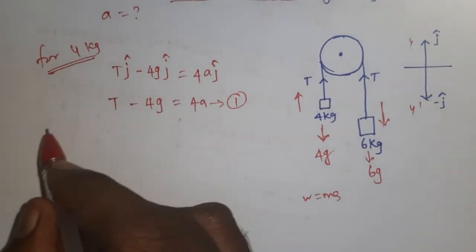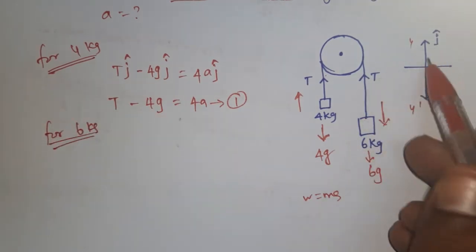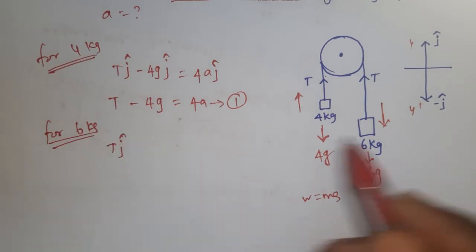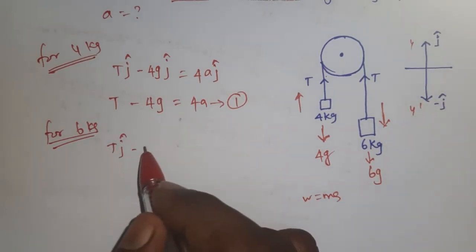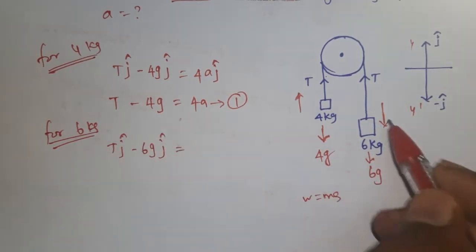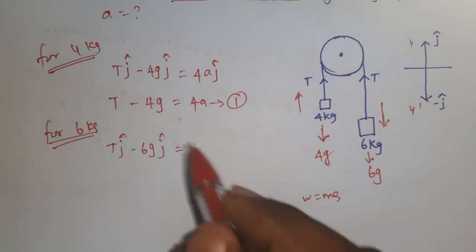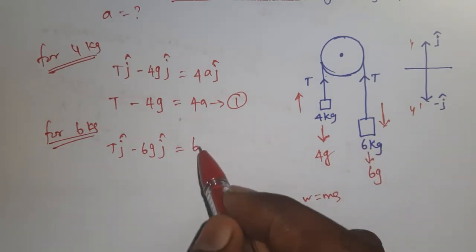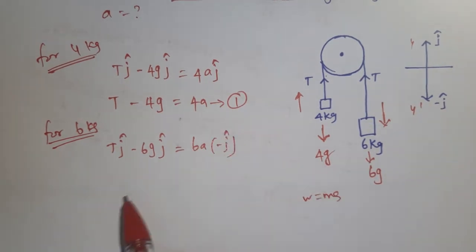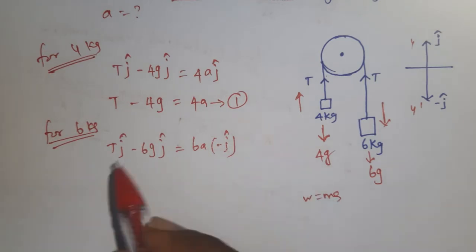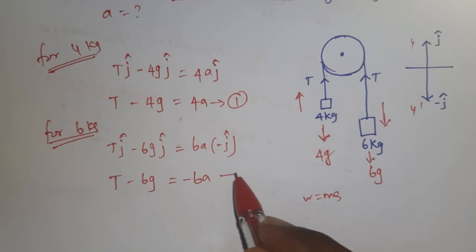Then similarly you can write for 6 kg. For 6 kg, this T is acting along the j direction, so T j cap. This 6g is acting in the downward direction, along minus j cap. So 6g j cap is equal to mass into acceleration, and the acceleration is acting in the downward direction, which means along minus j cap. The mass is 6, so 6a, acting downward, so minus j cap. Now you can cancel this j cap on both sides. You can modify: T minus 6g is equal to minus 6a. Let it be equation 2.